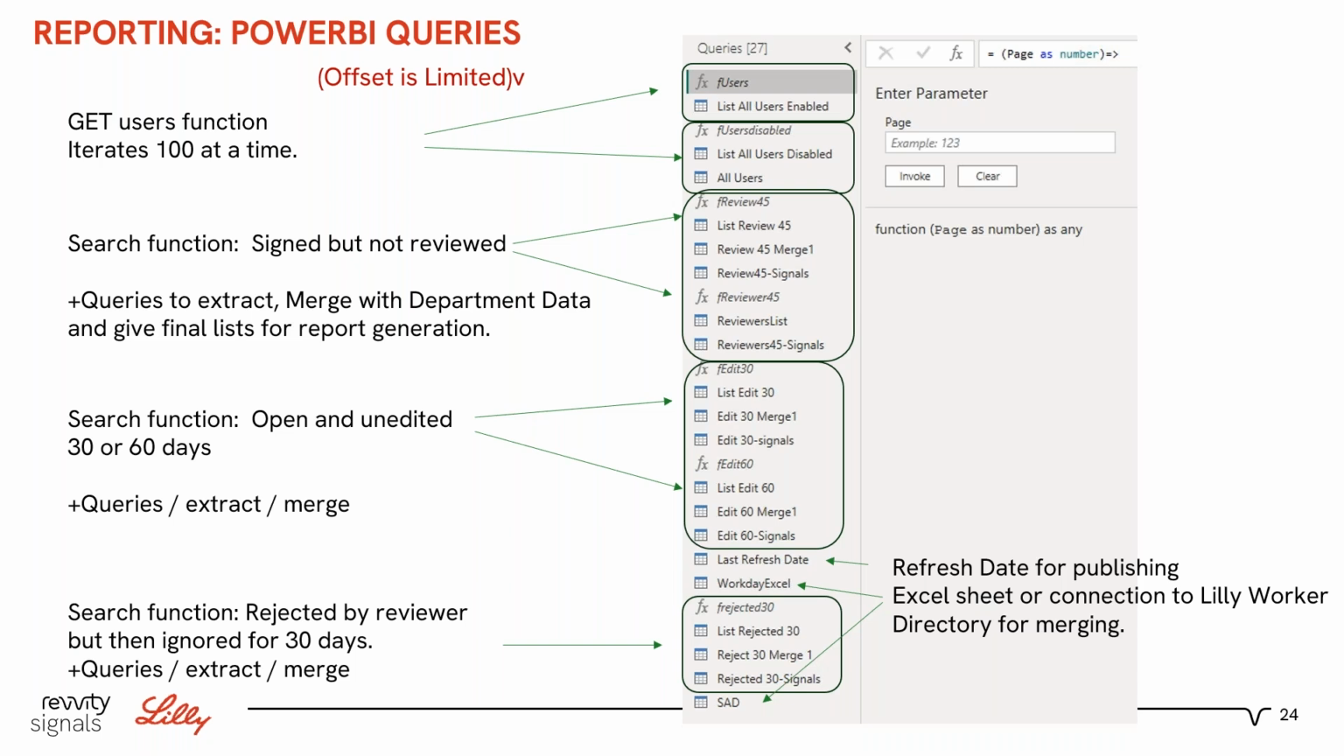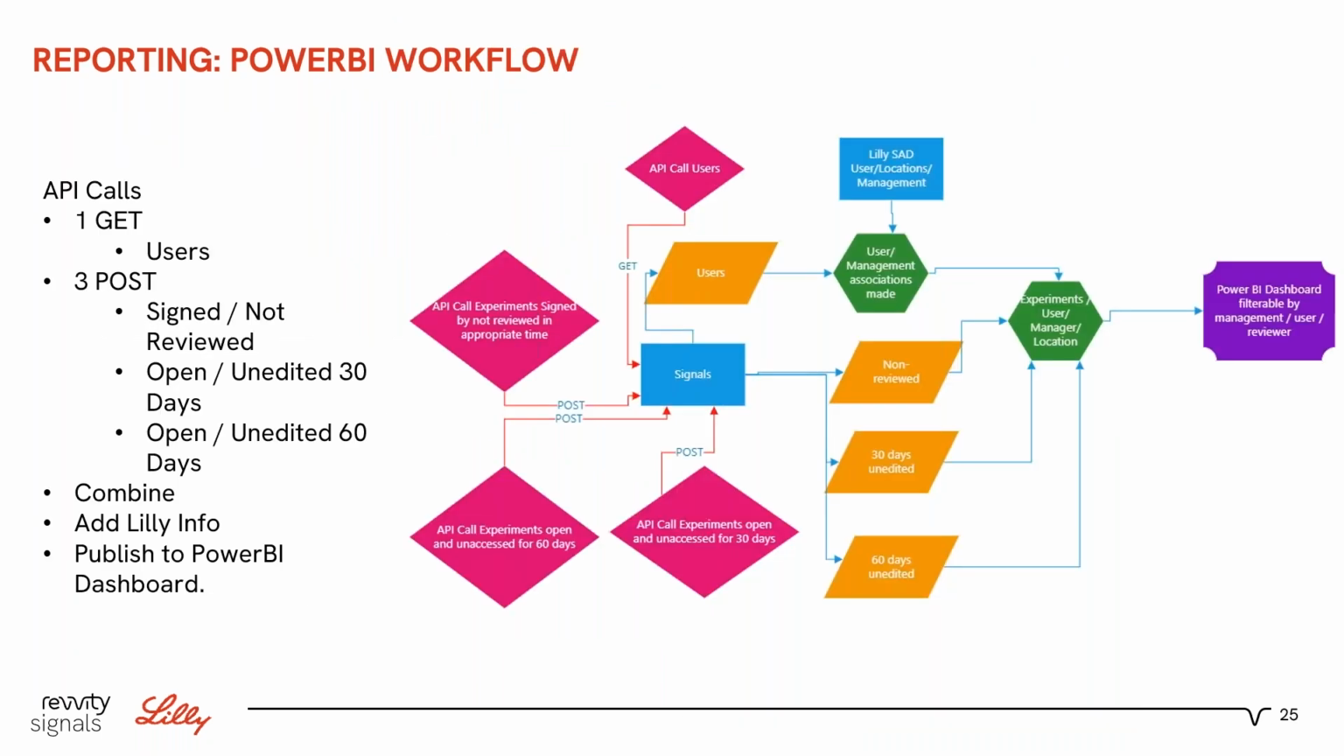So next page, please. Again, I just broke down the queries and kind of how things work in a simpler flow chart here. We're doing one GET to do the users. I'm doing 3 POSTs for looking at all the different kinds of searches that we want to do, combining all those, adding the Lilly info, and then I'm publishing that to the dashboard. So on the next page, we can see an example of the dashboard.